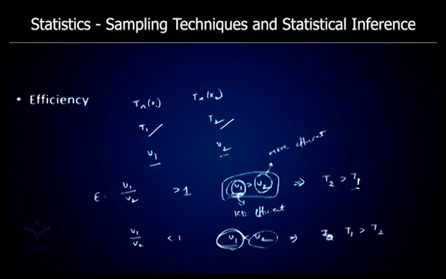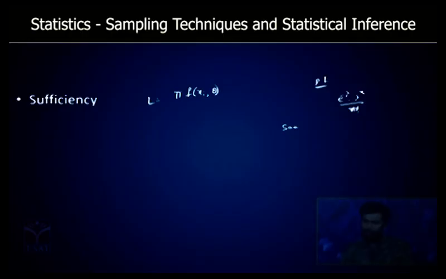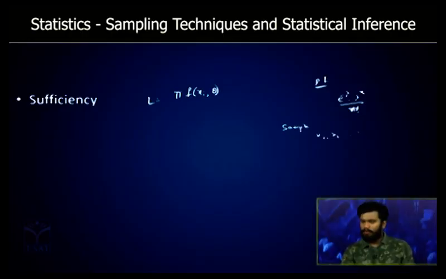Now sufficiency. Before going to sufficiency you have to learn a small concept, that is L, which is equal to the product of the function by taking all the possible values of x. Let us consider the probability function, Poisson: e power minus lambda into lambda power x by x factorial. Now we have considered a sample. In this sample we have x1, x2, and so on up to xn values. So substitute each and every sample point in the probability function and multiply all the functions.